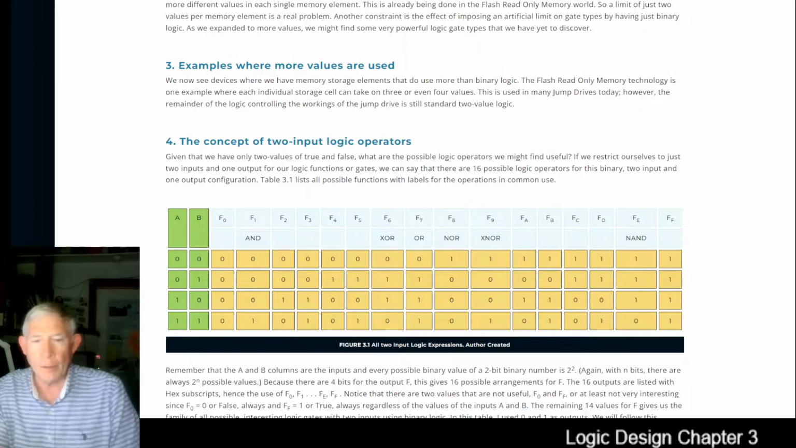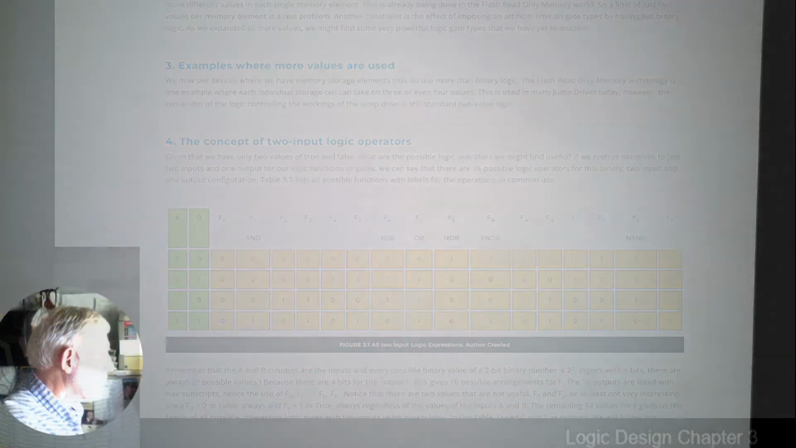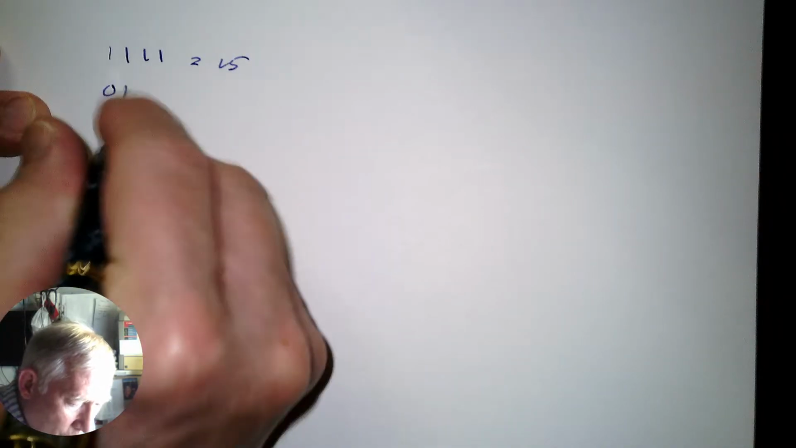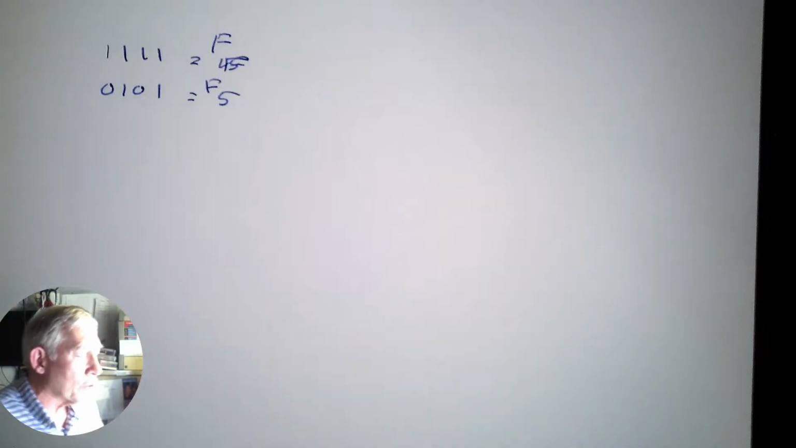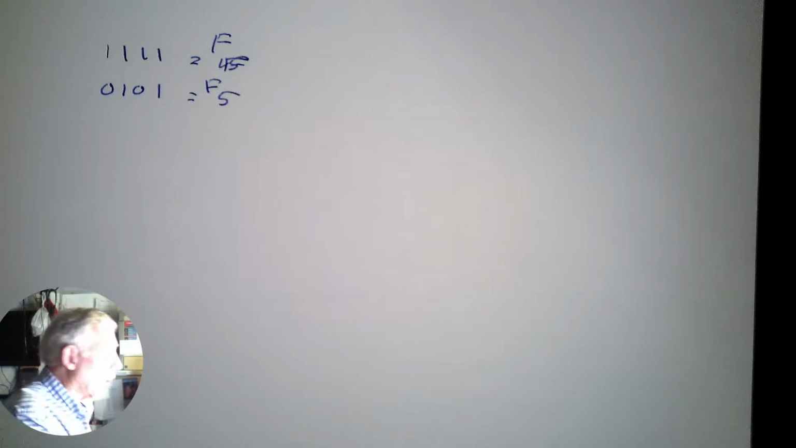So let me switch back here. If I just wrote that out, say my function is 1, 1, 1, 1, that in binary is 15. If it's 0, 1, 0, 1, that in binary is 5. So that's how I did it. I just made this F5, I just made this F15, or FF, if you will.